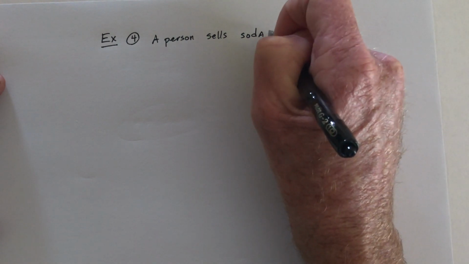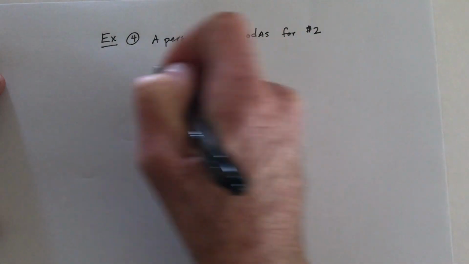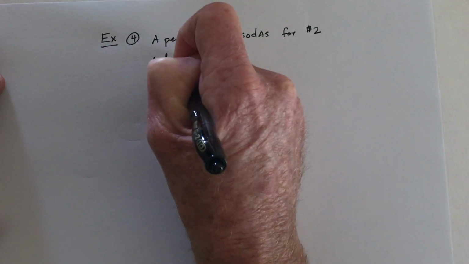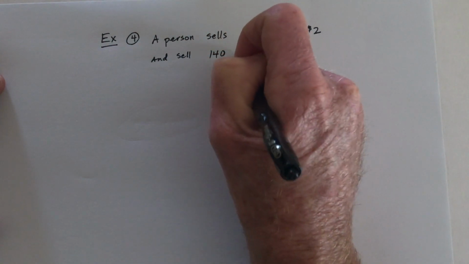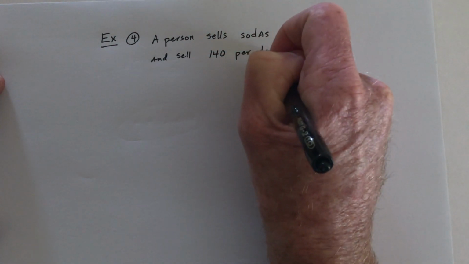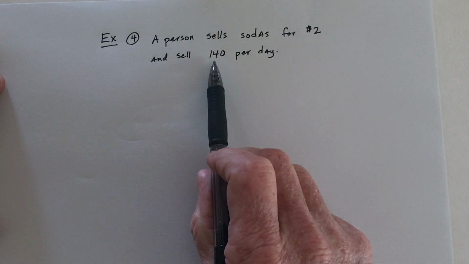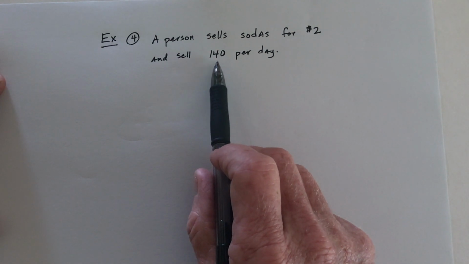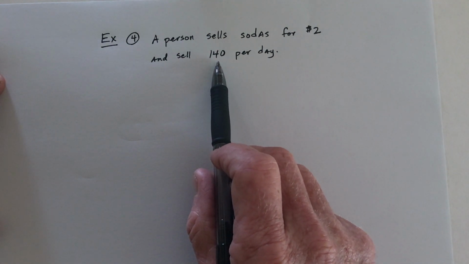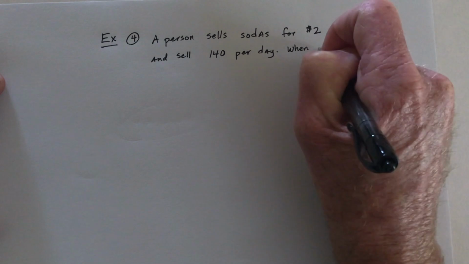So they sell sodas for $2 and sell on average 140 per day. So if you multiply 2 times that, it's $280. And then they decide, you know what? Maybe I should raise the price and make a little more money. But if you raise the price, you might lose some customers. So that's the next part.